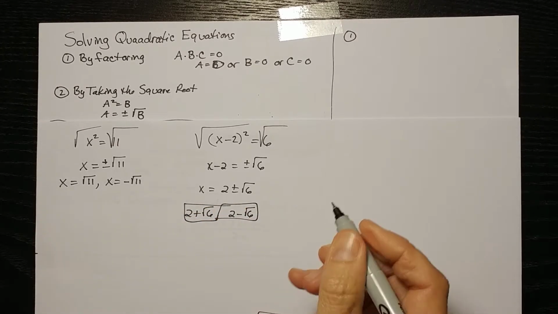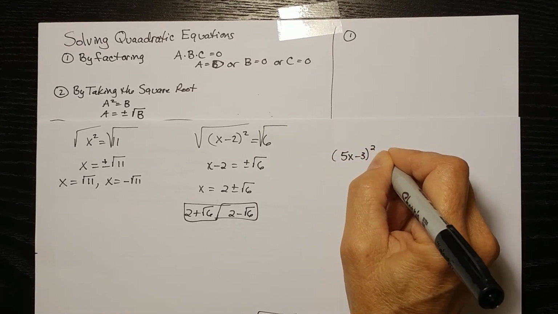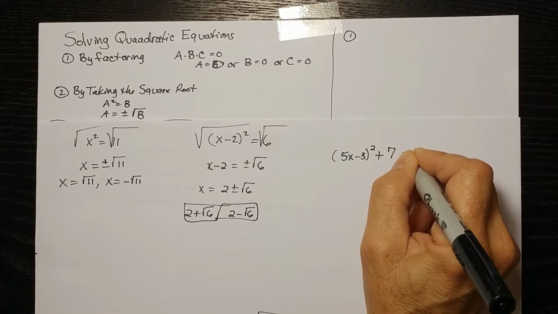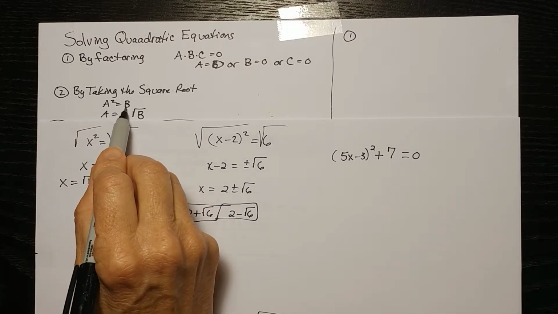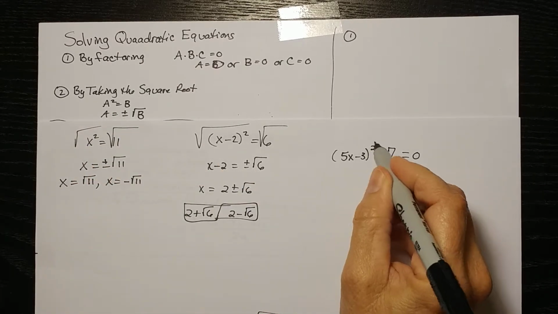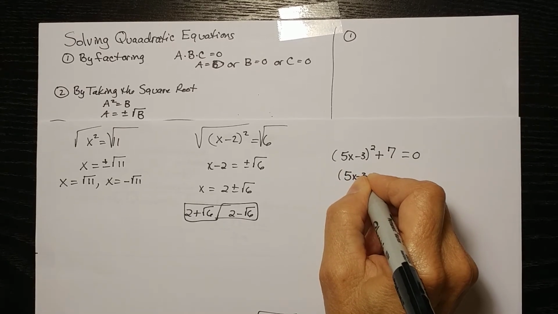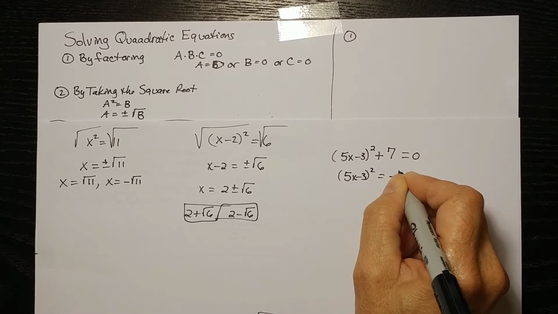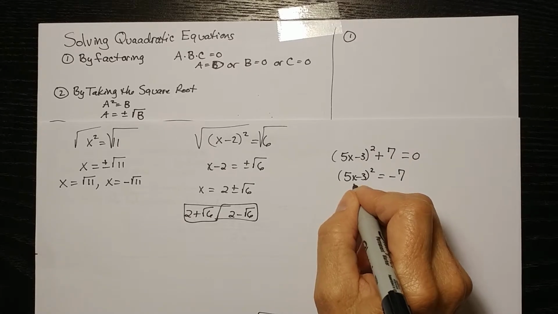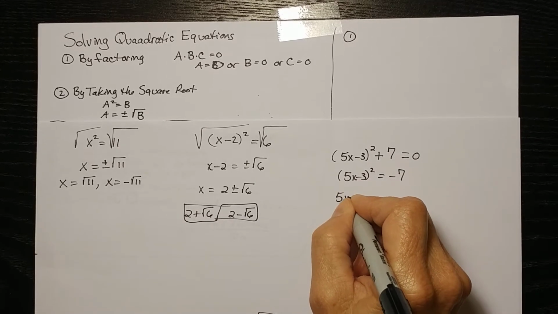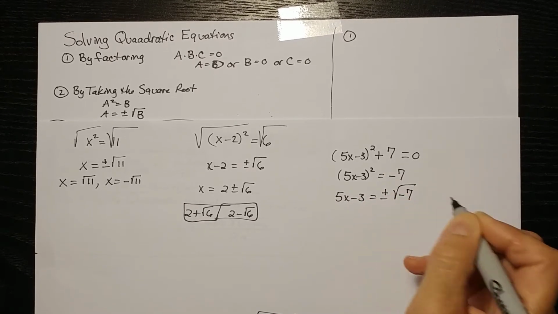One more time. What if they give us this? 5x minus 3 squared plus 7 is equal to 0. Well, we need to get this in the form something squared equals something. Here's our something squared, 5x minus 3. So let's move the 7 over. 5x minus 3 squared is equal to negative 7. Now we take the square root of both sides. The square root of 5x minus 3 squared is simply 5x minus 3. This will equal plus or minus the square root of negative 7.